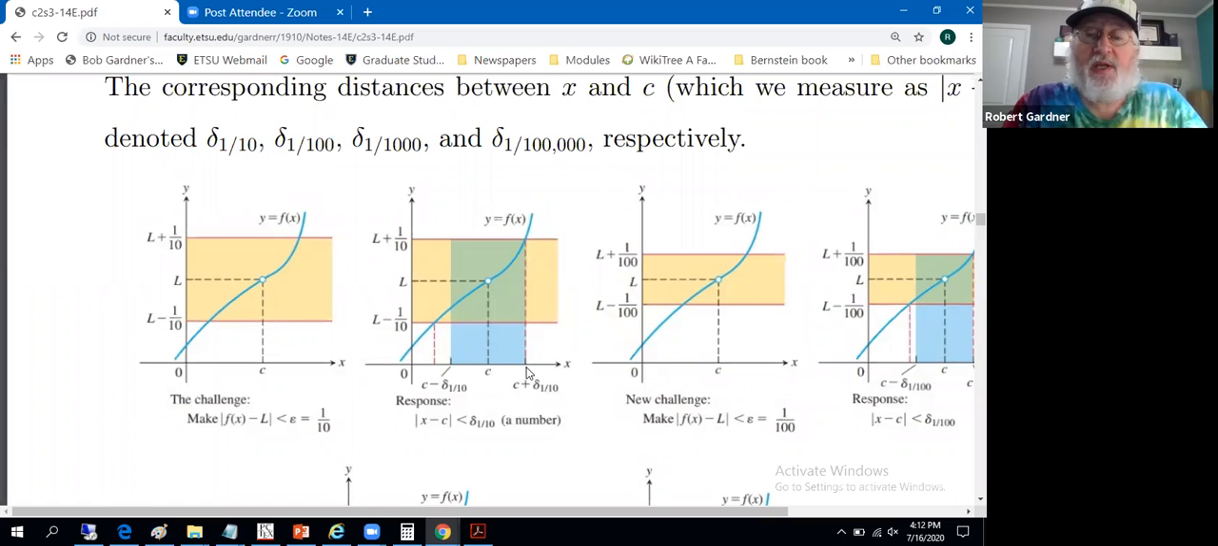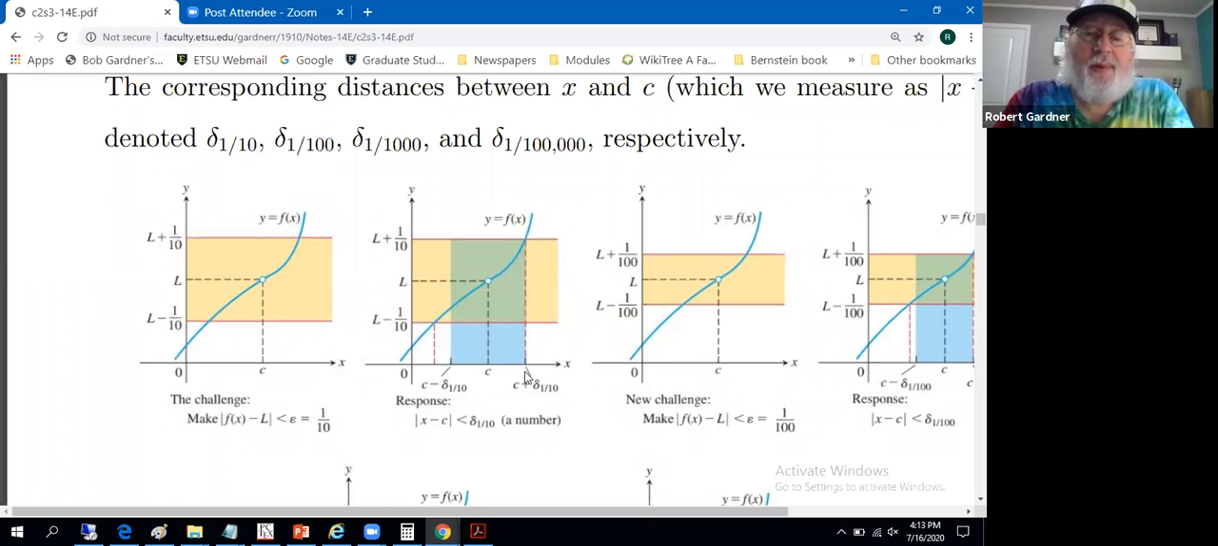The distance from C to whatever we have here, let's call it delta sub 1/10. So using delta, the lowercase Greek letter delta, 1/10, because it corresponds to the distance 1/10 over here. So you can go that far to the right. If you go that far to the left, you've still got the function lying inside the band. And we've done this distance measuring in a symmetric way.